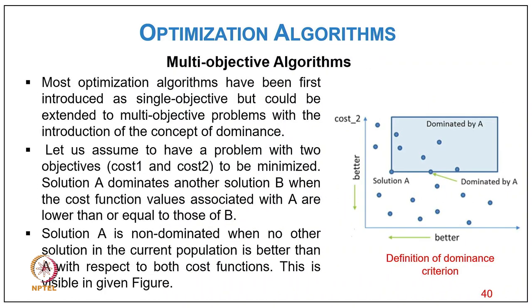Now coming to multi-objective algorithms, most optimization algorithms were first introduced as single objective but could be extended to multi-objective problems once the concept of dominance was introduced. So let's consider a problem with two objectives, cost 1 and cost 2, to minimize. Solution A dominates another solution B when the cost function values associated with A are lower than or equal to those of B. Solution A is non-dominated when no other solution in the current population is better than A with respect to both cost functions, and this is visible in the given figure.